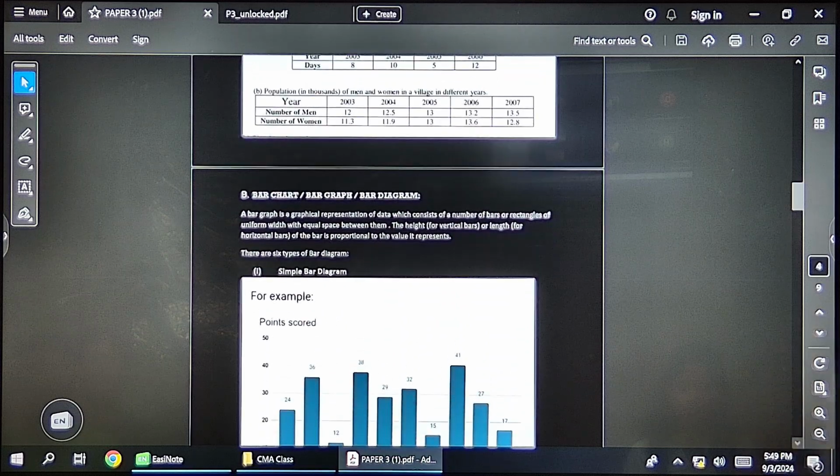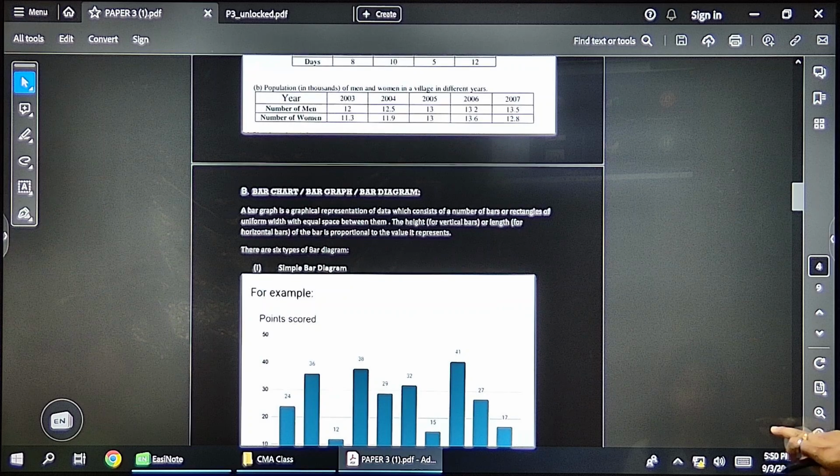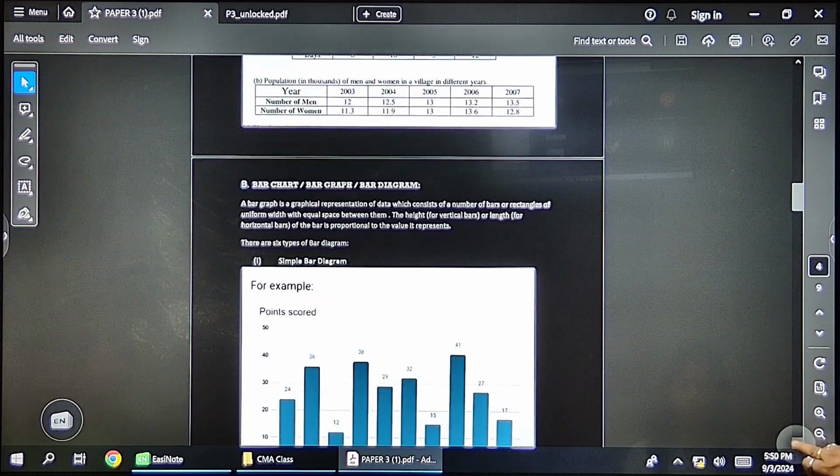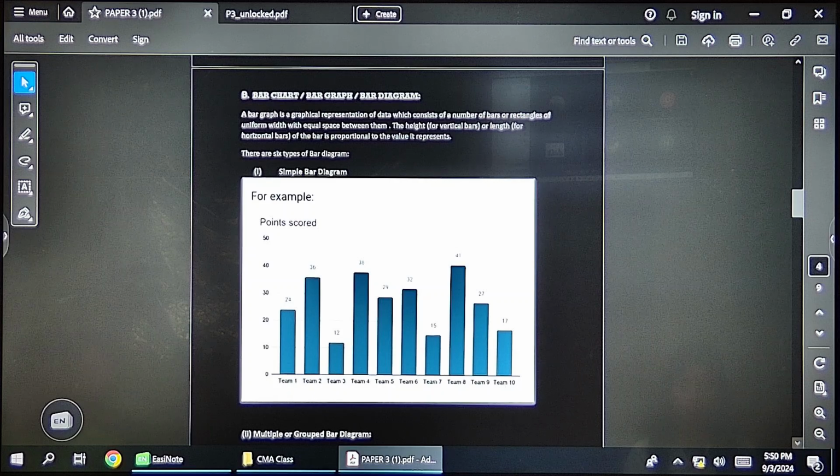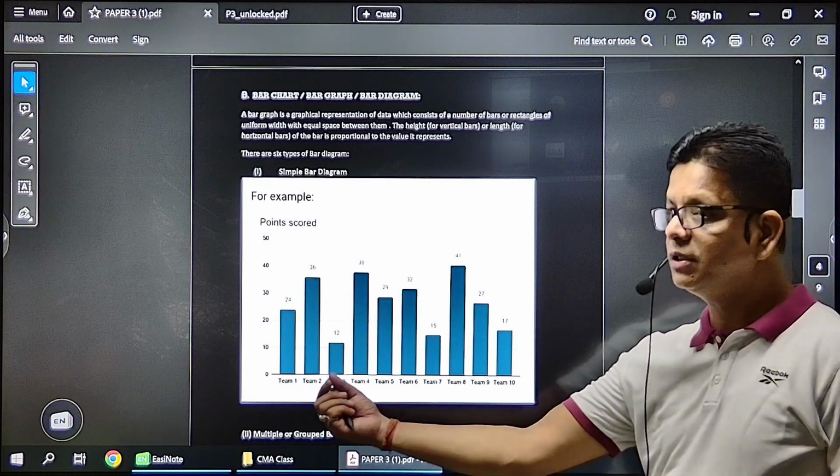All right. Now, coming to the next topic, this is bar graph. These are very easy and common topics. That's why I'm trying to go fast, because we have little more difficult topics later as well. Now, bar graph, I think you also know about bar graph. Yes or no?